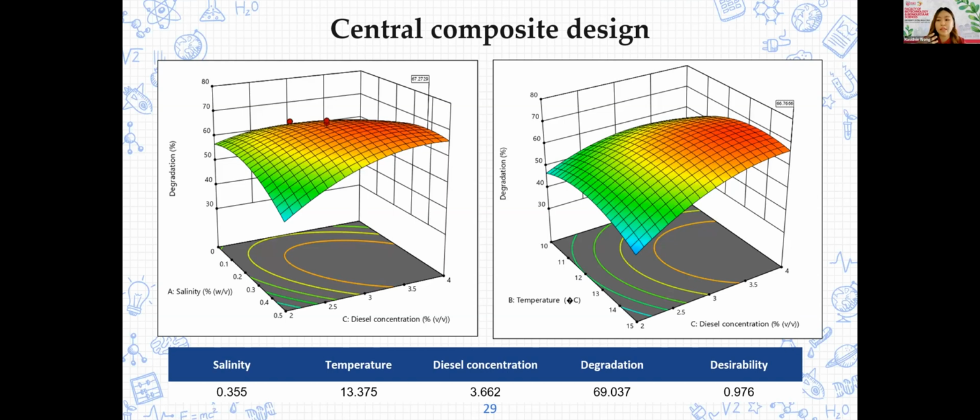So according to the algorithm and the math that is done through this software, the best factors occur at 0.35% of salt at 13.38 degrees Celsius with a diesel concentration of 3.66%, where the degradation can be found at 69.037. But for the sake of continuity of the research, the diesel concentration is up to 4% with a salinity of 0.4%. So the favored degradation is deemed to be at 67%.